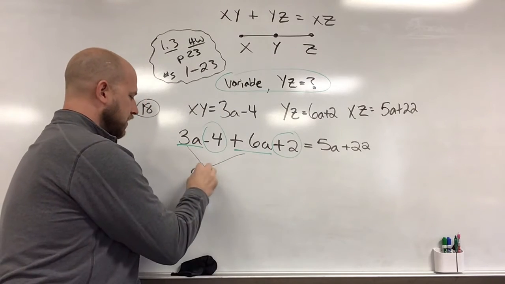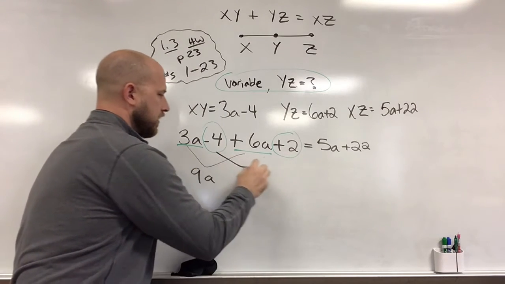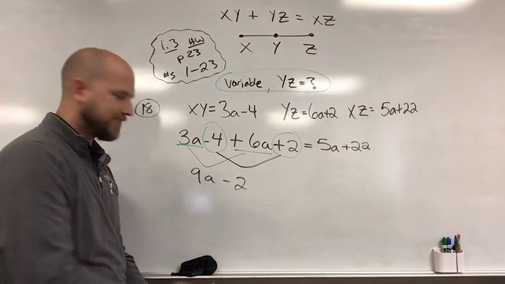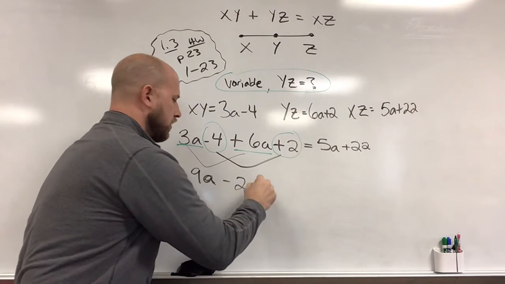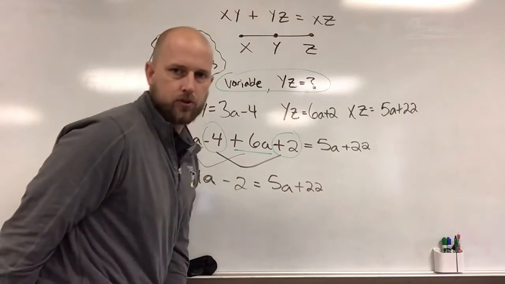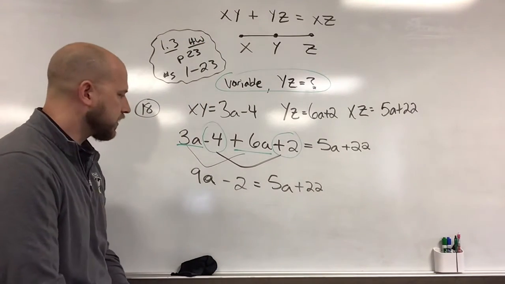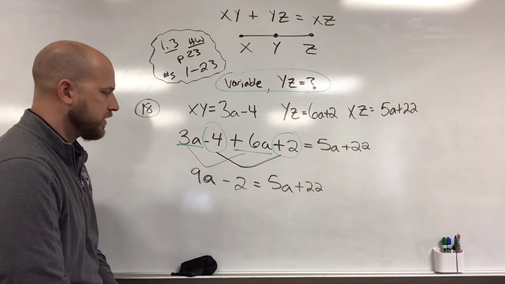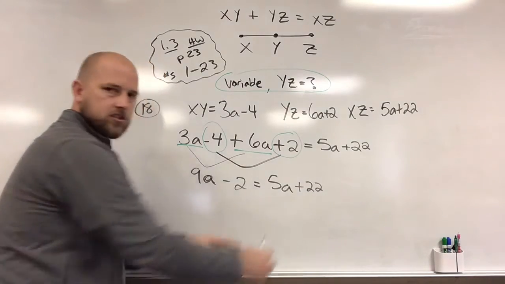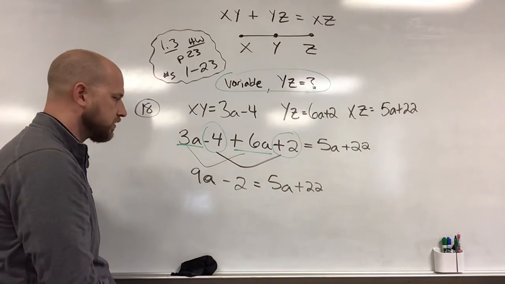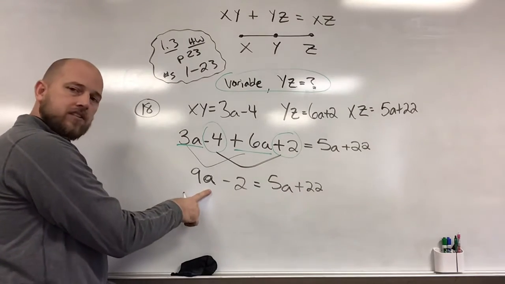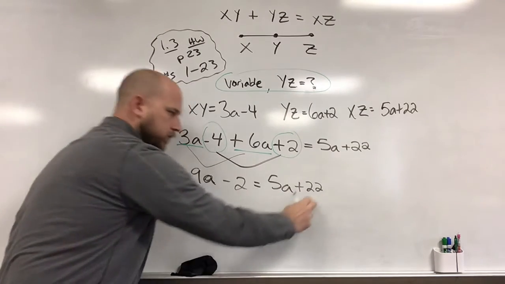3a plus 6a gives us 9a. Negative 4 plus 2 gives us a negative 2. So it's 9a minus 2 equals 5a plus 22. This is similar to a problem that we do every week on our weekly Big 20 quiz. So we need to get our variables on the same side and our constants also on the same side, but different signs. Okay, so I'm gonna move our a over to the left side of this equation, and I'm gonna move the 2 over to the right side.